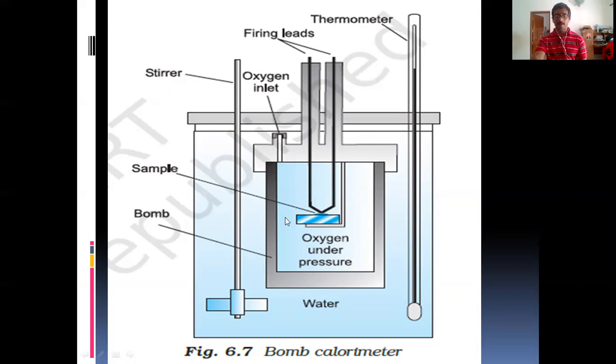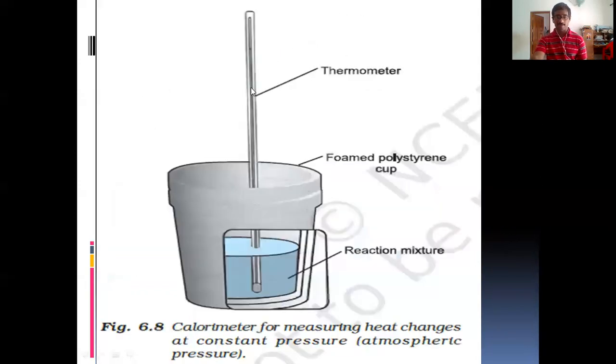Here the water will absorb the heat energy liberated, and therefore the temperature will change. Thus we can find out the heat energy liberated or absorbed at constant volume condition. It is a method of determining delta U or internal energy change. And for the determination of delta H, we can use another calorimeter. An ordinary calorimeter can be used.